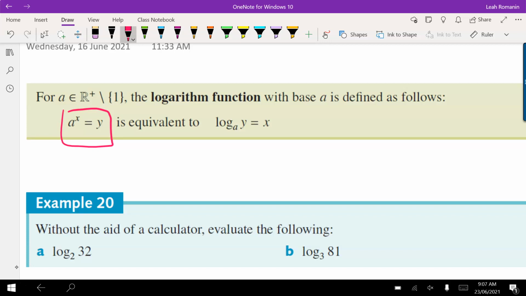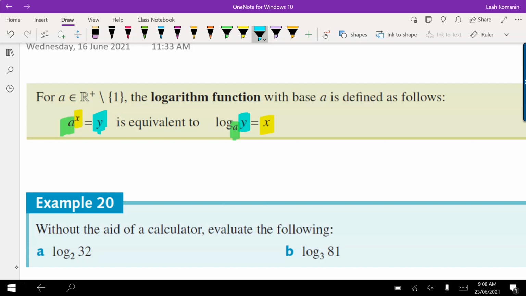So the easiest way to think of this is the base of the log stays the same. So a is the base of the exponential, but it is also the base of the log. So that little number down the bottom is log to the base of a. Now, what does switch is the power becomes what the log is equal to, and then the y, what your exponential is equal to, is the number of the log. So that's how you're switching around your numbers.